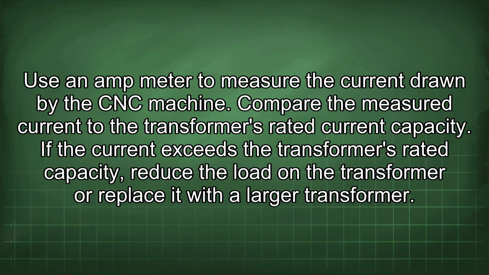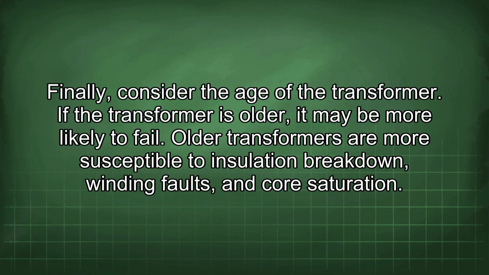Use an amp meter to measure the current drawn by the CNC machine. Compare the measured current to the transformer's rated current capacity. If the current exceeds the transformer's rated capacity, reduce the load on the transformer or replace it with a larger transformer. Finally, consider the age of the transformer.